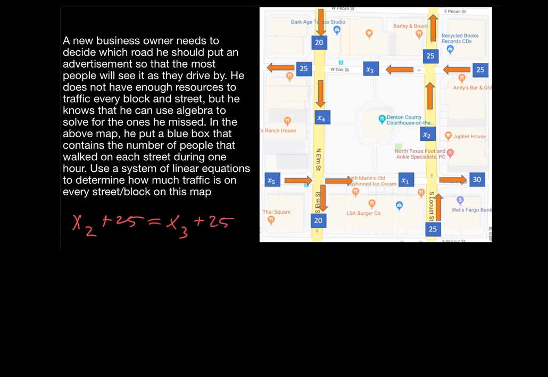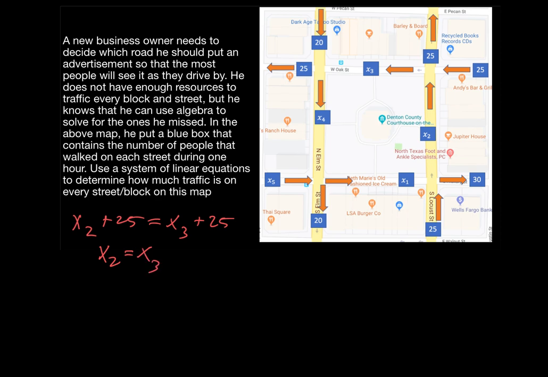And those are equal. And in the habit of doing equations, I look and see, oh wow, they both have a 25 on each side. So if I subtract 25 from each side, whatever you do to one side, you have to do the other, I know that x2 is the same as x3. Well, that's helpful because I can use that later.